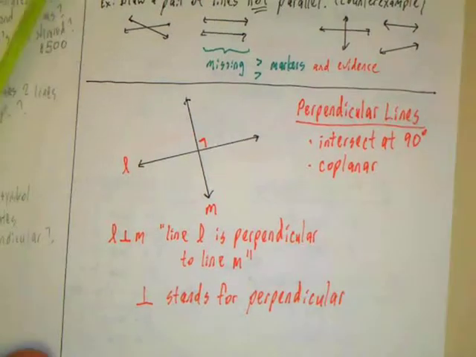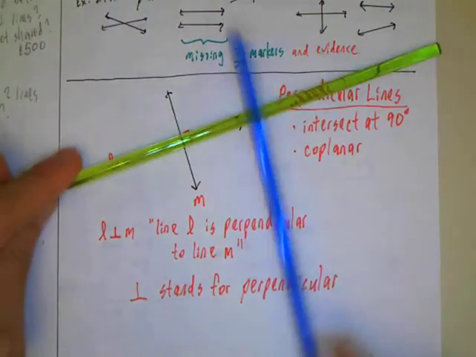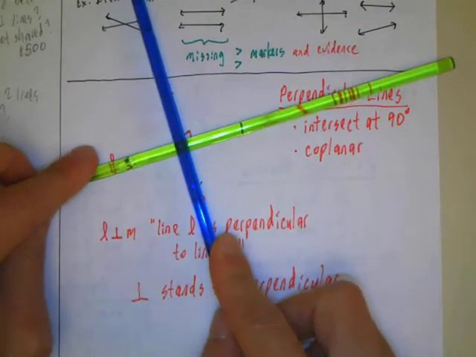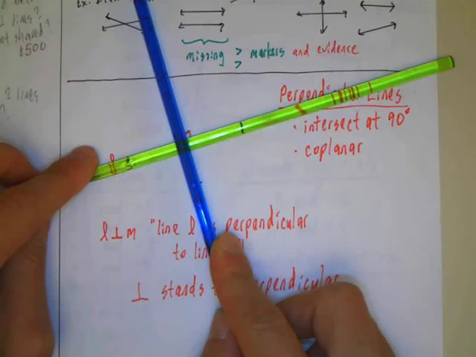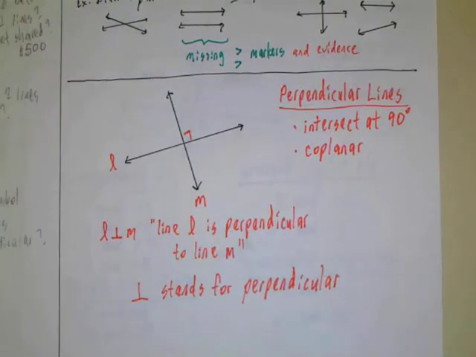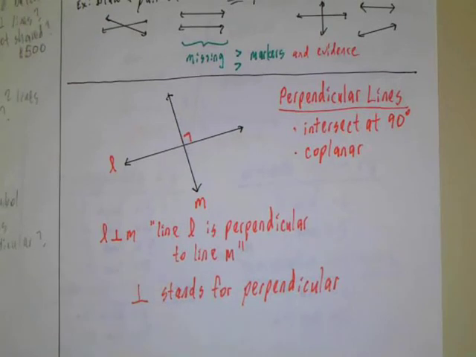sorry, give me a second, I've got a mess here. Okay, which we said were two lines that intersect and are coplanar, 90 degrees. Intersect at 90 degrees, so that's perpendicular. That's the symbol for perpendicular.